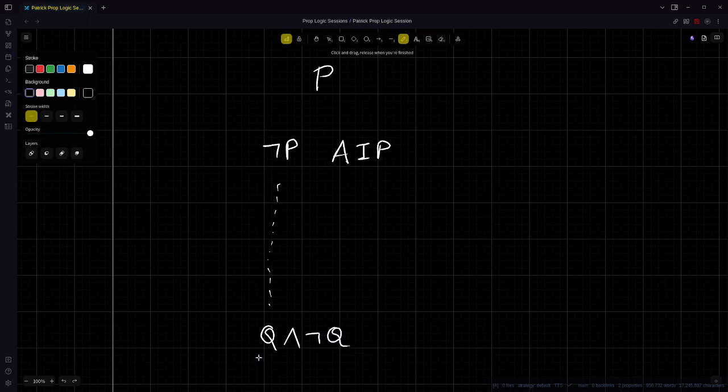Now, remember in conditional proof, when we start with something and end at something, those two things are bound by a conditional, right? So in this case, you started with not P and then you ended at Q and not Q, right? So this is the conditional that you got.